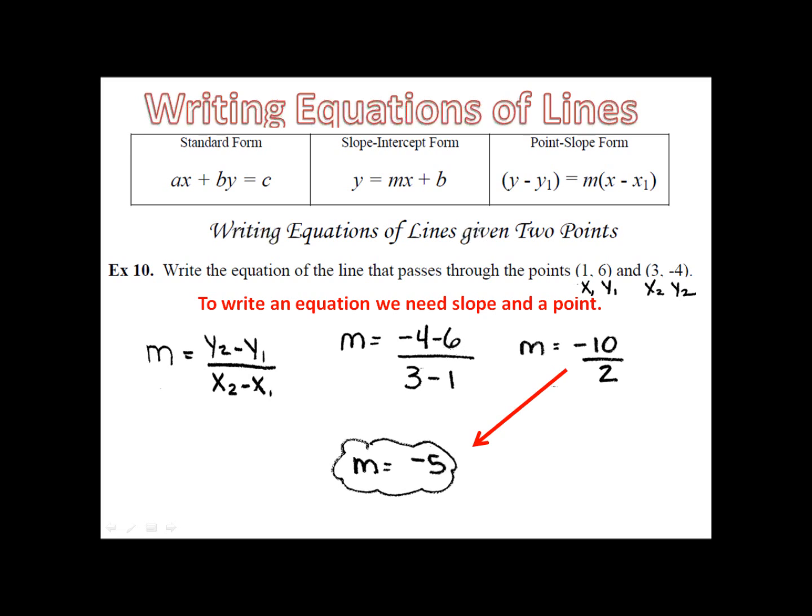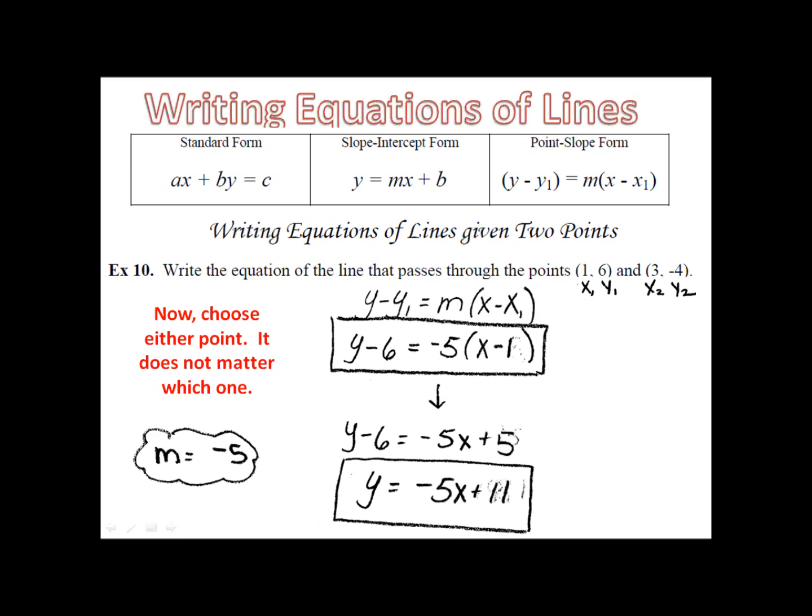Now I can use the point-slope formula. It doesn't matter which point I use, you can use either one. I happen to choose 1, 6. I plug them in: y minus 6 equals -5 times x minus 1. Then I did the algebra, and I have y equals -5x plus 11. The line has a slope of -5 and a y-intercept of 11. If you had used the other point, 3, -4, you'd have gotten the same equation. You can try it out and see that.